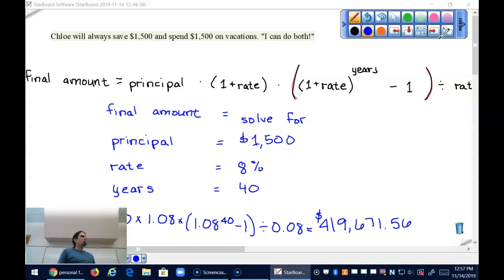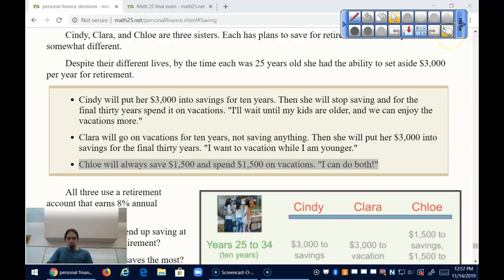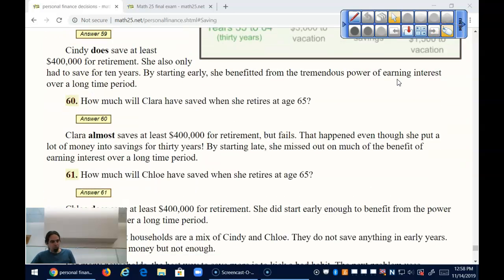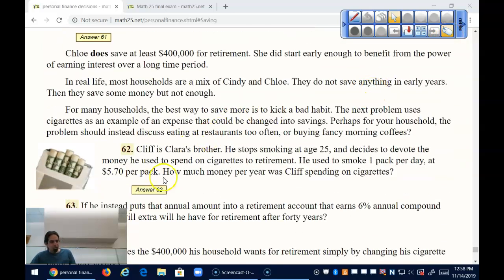What is like an average compounding rate from like a banker? Say a mutual fund, those are considered safe, right? No. Should we talk about the different kinds of investments? Let's do Cliff first, and then we'll talk about that. We have time for both. Okay, so there we go. There's their stories. And so Cliff is Clara's brother.